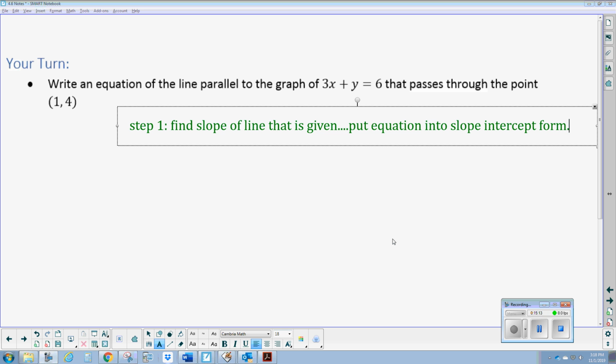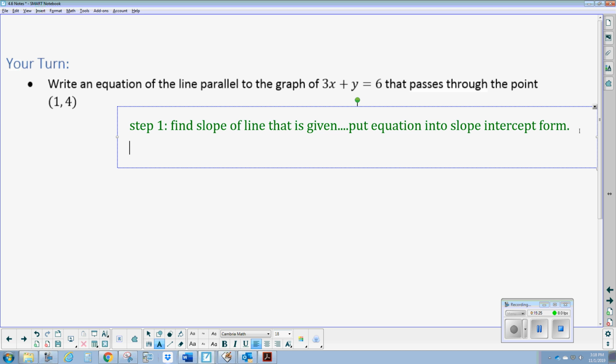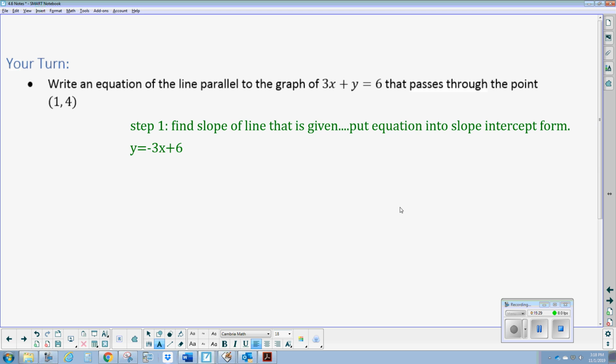The first step we're going to do is put this equation into slope-intercept form. So we have 3x plus y equals 6. We need to rewrite it so that this equation is in slope-intercept form. So we get y equals negative 3x plus 6. From there we can identify the slope as negative 3 for the given equation, and then we can find the y-intercept of our parallel line.